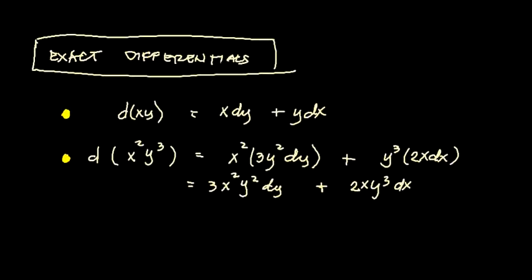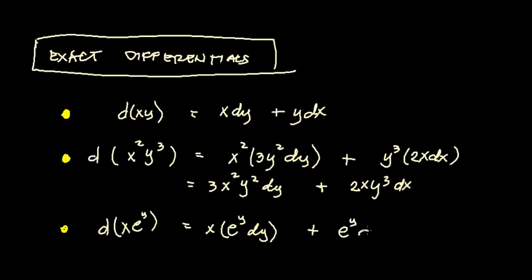Another exact differential, say x e to the y, and the derivative of this is the first times the derivative of the second plus the second times the derivative of the first, which is dx.